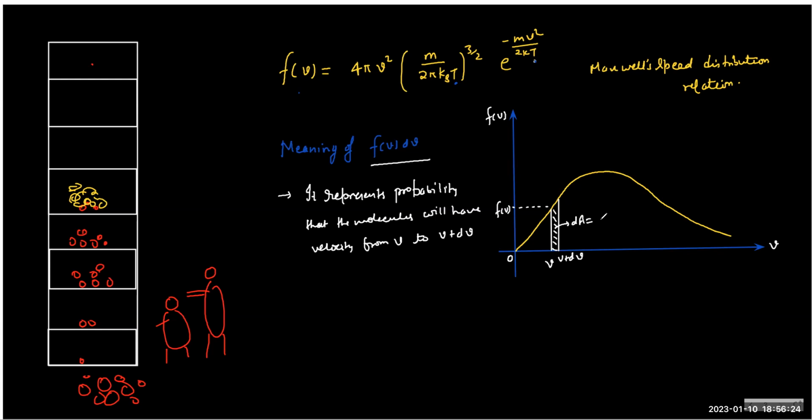Area is length into width, isn't it? Yes. So every dv represents area under the graph, and we know that the area under the graph always represents the sum of fractions. So this is one particular fraction, isn't it? So we write it this way: dN by N we always write as f(v)dv, and this is the formula that you are supposed to understand and remember as well. The fraction of molecules having velocity between V to V plus dV, we represent by the formula f(v)dv.